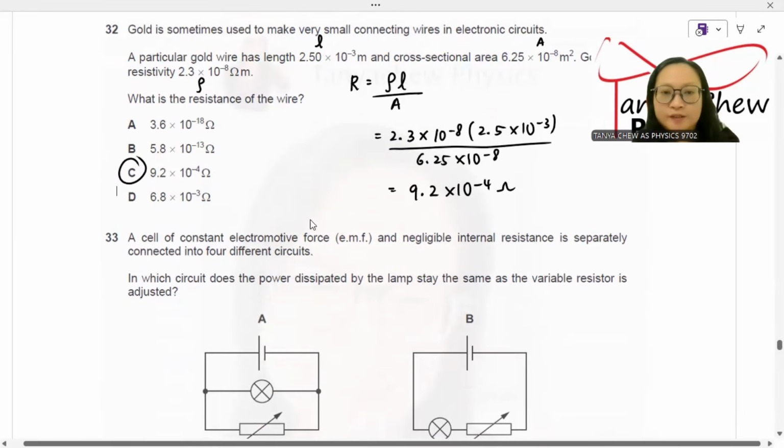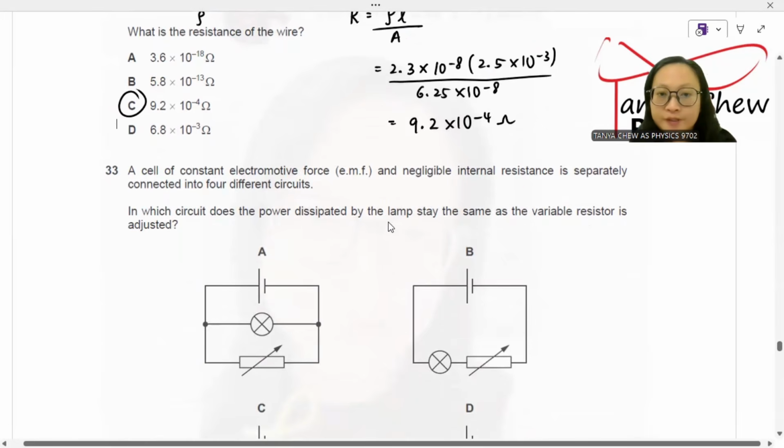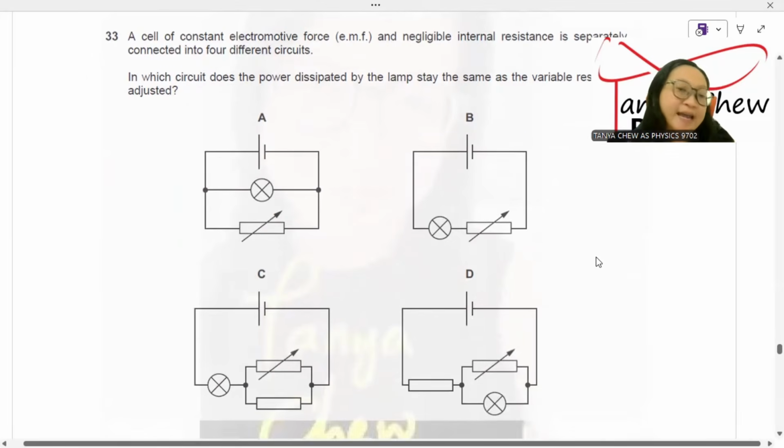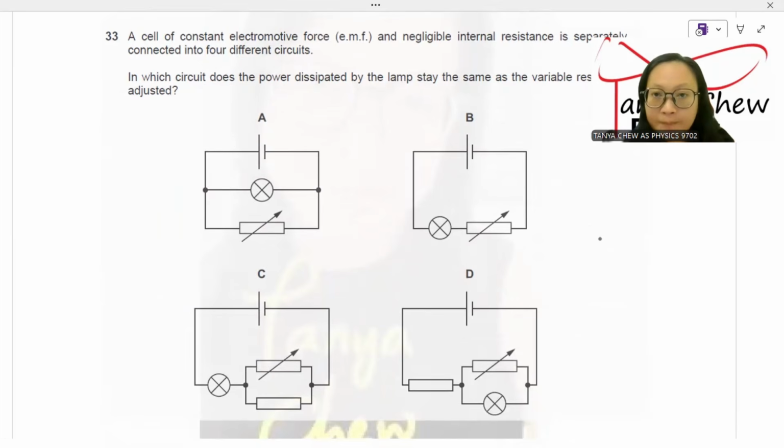33. A cell of constant electromotive force, EMF, and negligible internal resistance is separately connected into 4 different circuits. In which circuit does the power dissipated by the lamp stay the same as the variable resistor is adjusted? I would say that you look at A, lamp and variable resistor are connected in parallel. So even though the variable resistor is being adjusted, power is equal to V squared over R.